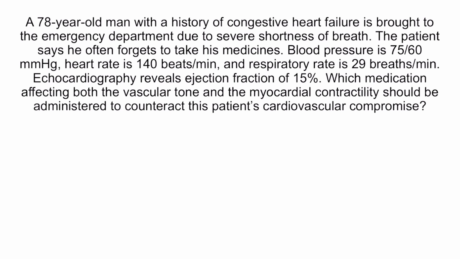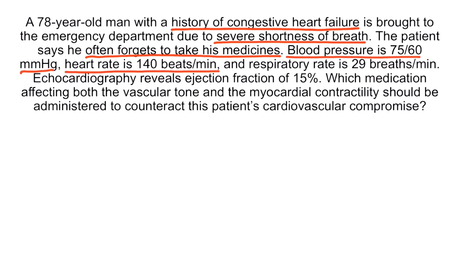Okay, so this patient has a past medical history of CHF, and he might be forgetting to take his daily medications, so it's not well controlled. And he presents with this severe shortness of breath and hypotension and tachycardia. So now we're suspicious of shock, and the echo reveals an EF of 15%. So all of that makes us think that he has cardiogenic shock, and the cause of his cardiogenic shock is likely an exacerbation of his CHF. But the question is about a medication that can help this patient improve the vascular tone and the contractility of his heart. So that would be milrinone.